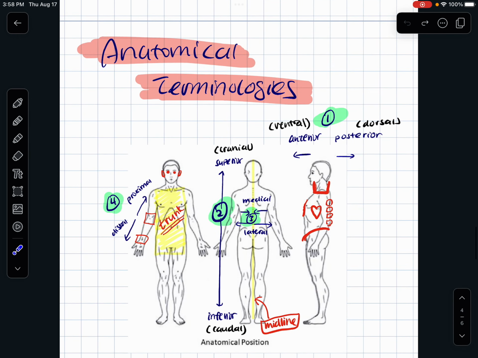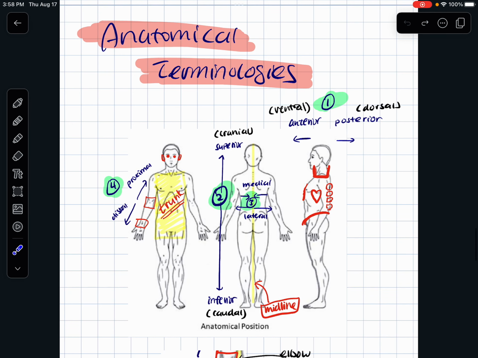And so next we have the anatomical terminologies. So anatomical terminologies is used to dictate directions. In other words, it's how doctors use fancy words to point out directions. And I'm sure all of you are very familiar with directions. So there's four important categories, and we'll go through them one by one.